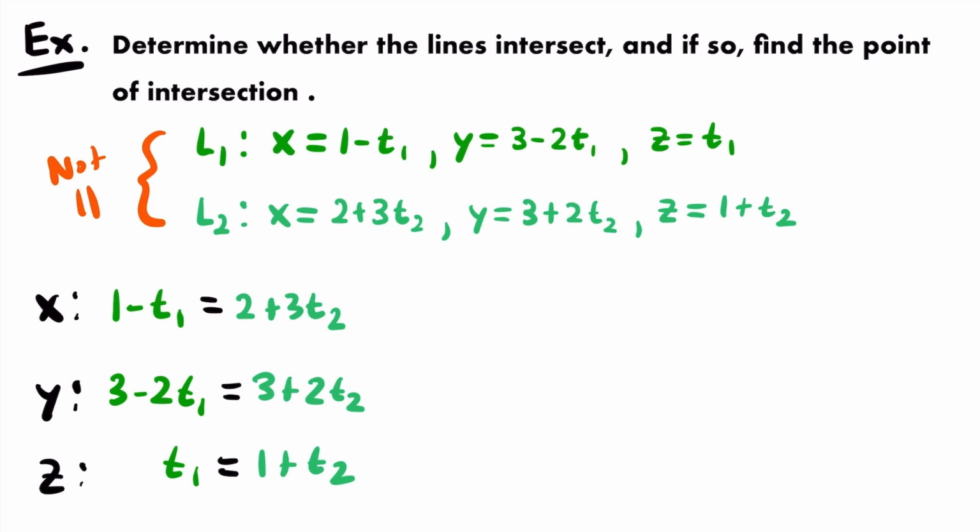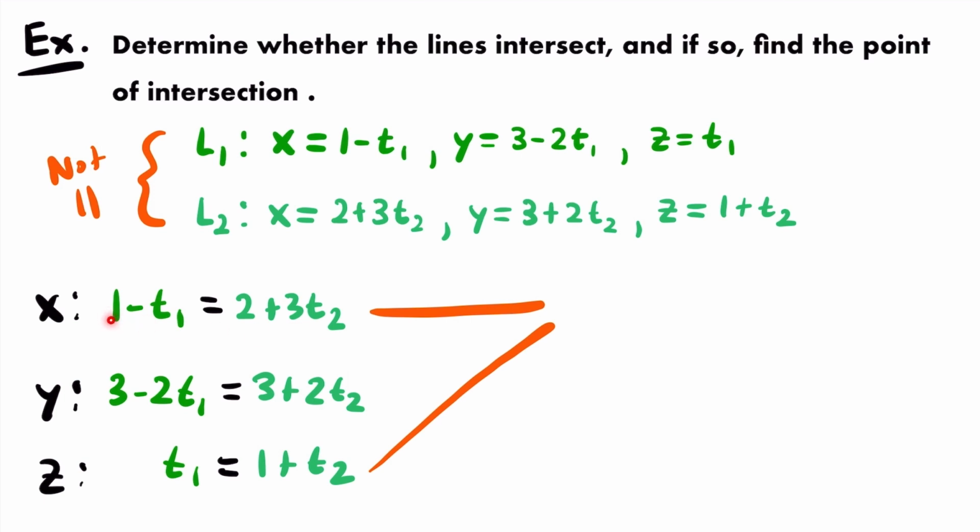Now, as I mentioned earlier, I'm going to use the method of substitution, and so I like this last equation right here because it already has that t1 is equal to some other expression, and so I'm going to choose to use this equation, and then I'm going to use this one up here. So I'm going to use the x equation and the z equation. I know that t1 is equal to 1 plus t2, so what I'm going to do is plug that value in for t1 in this equation and then solve for t2.